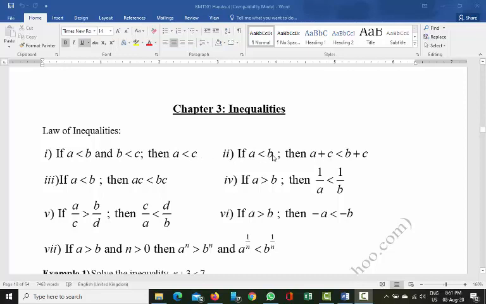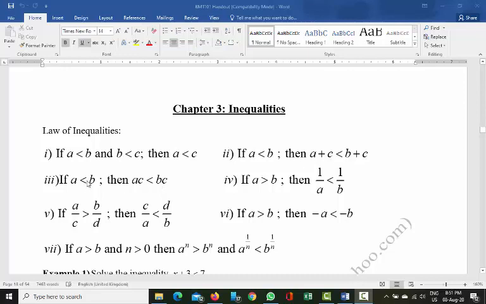Again, if A is smaller than B, in that case A plus C should also be smaller than B plus C, because we are adding the same amount on the left hand side and on the right hand side. If A is increased by C amount and B is also increased by the same amount, the relationship will not change.